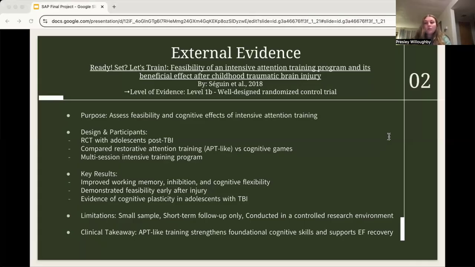This study found significant improvements in working memory, inhibition, and cognitive flexibility among adolescents receiving attention training. These improvements emerged even in early recovery, suggesting that structured attention interventions can harness early neuroplasticity. However, limitations of the study included the small sample size, short-term follow-up, and highly controlled research environment. Nonetheless, this study provides strong evidence that attention-focused interventions can support improvements in both attention and basic executive functions.